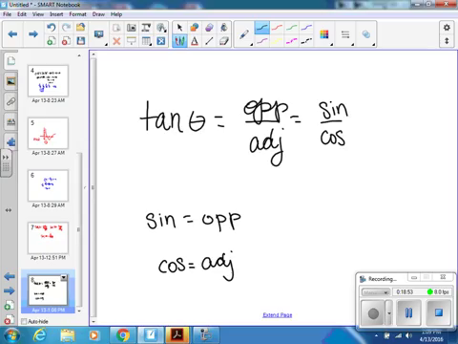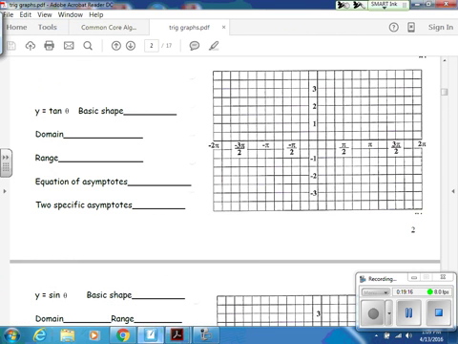Why on the unit circle is sine just the opposite and not opposite over hypotenuse? What's the hypotenuse of the unit circle? 1. Okay. So whatever the opposite is, that's what sine is. So we're going to use sine over cosine to graph tangent. Let me show you what we're talking about here.